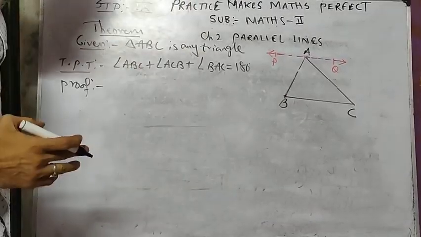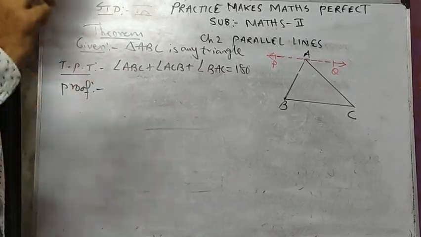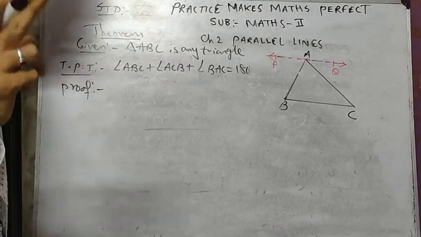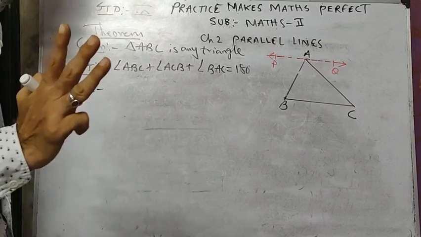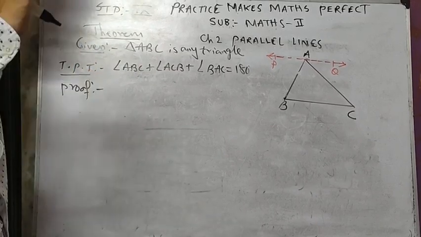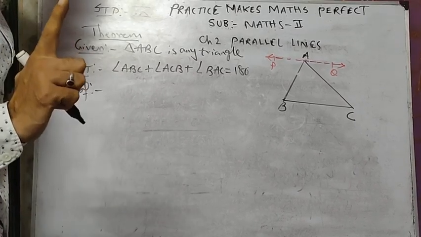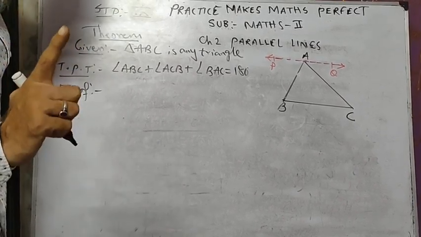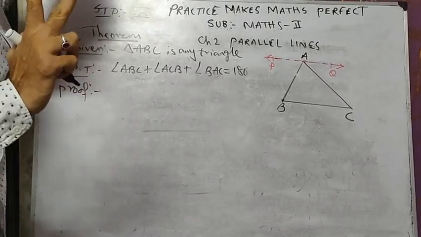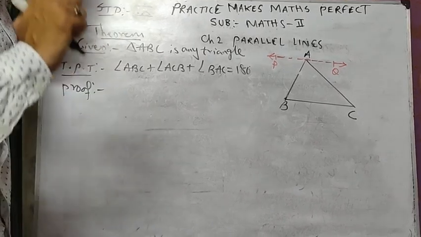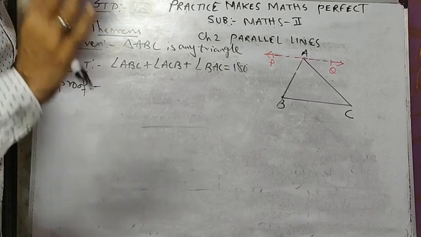Yes, my dear students, now we are solving one theorem. The theorem is on page number 18. Already we have solved 3 theorems. From chapter 1 you solved one theorem, that was vertically opposite angles are of equal measure. And in this chapter we solved 2 theorems, the corresponding angle theorem and the alternate angle theorem. Now this is our 4th theorem.